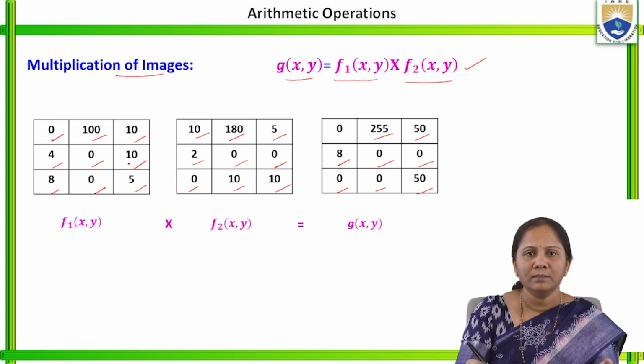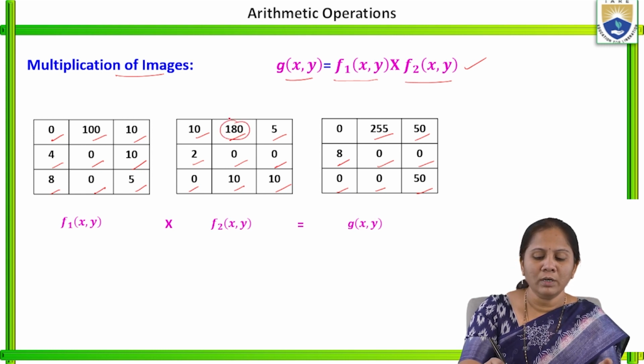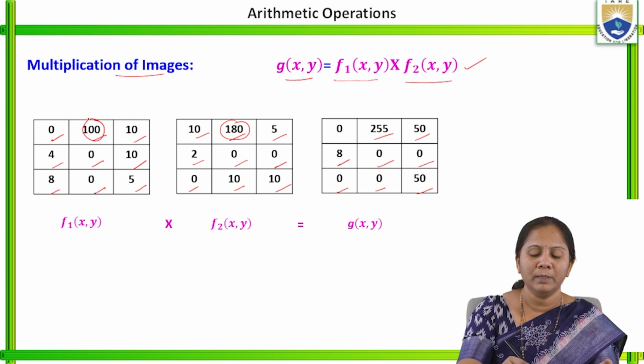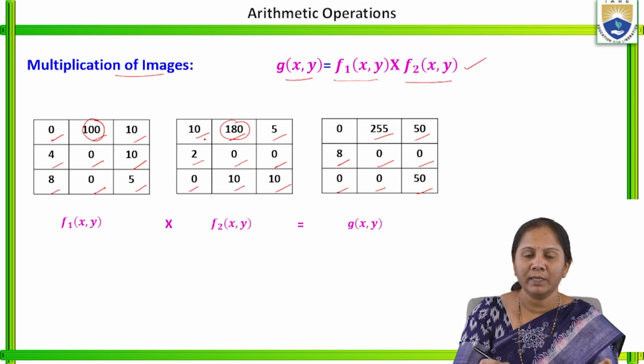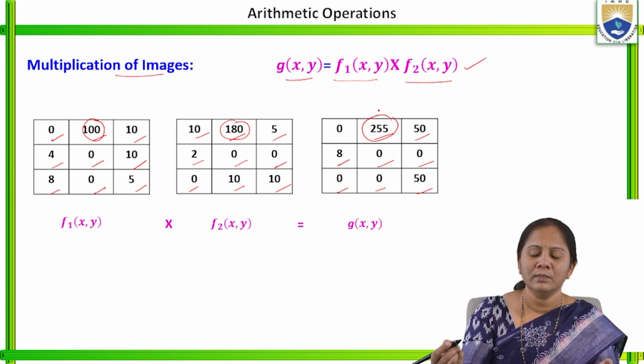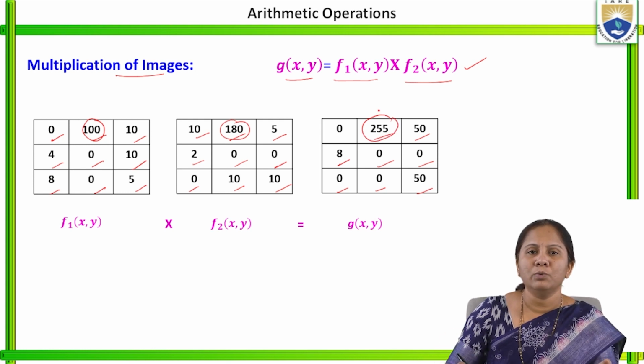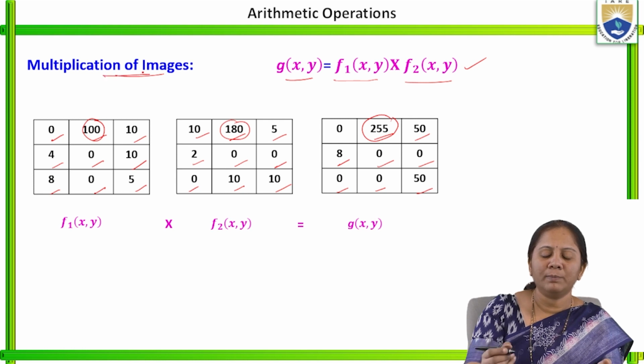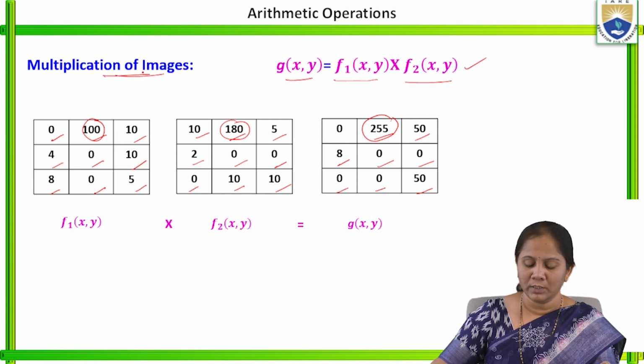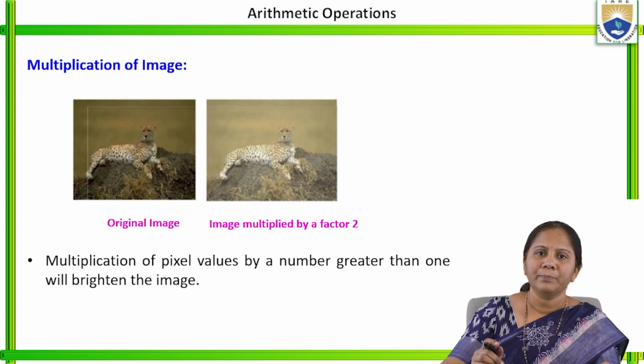All the pixels, we have applied multiplication operation. So we only got a problem when we were multiplying these two pixel values. We have applied the rule here and we have changed that value to 255. So like this we have to perform multiplication operation on images. So let us see this picture.